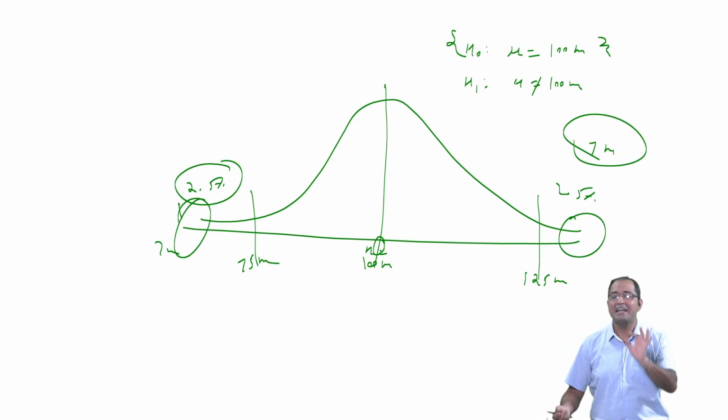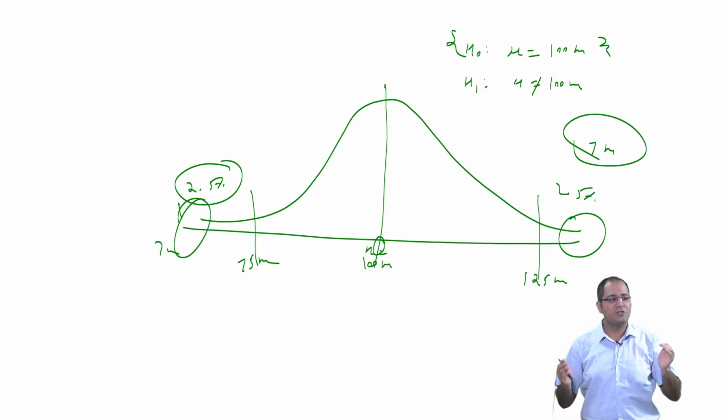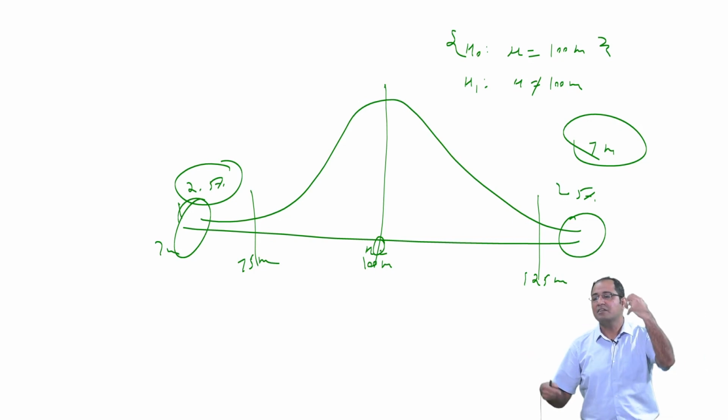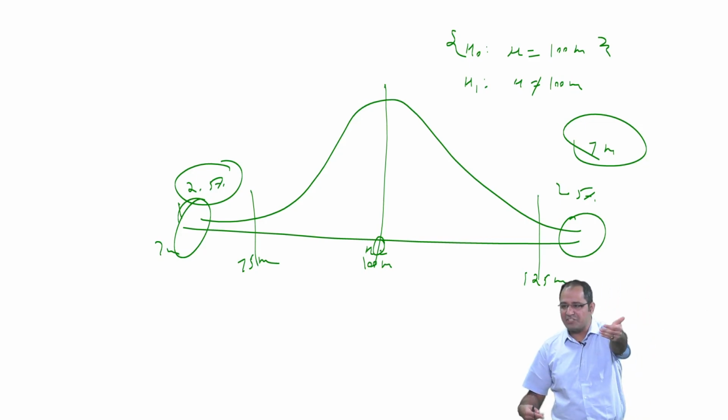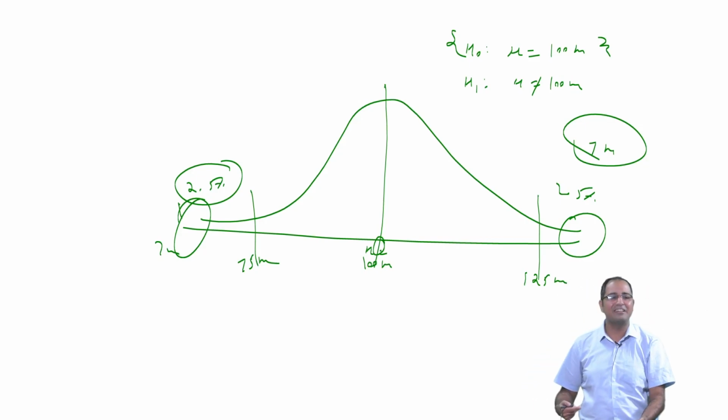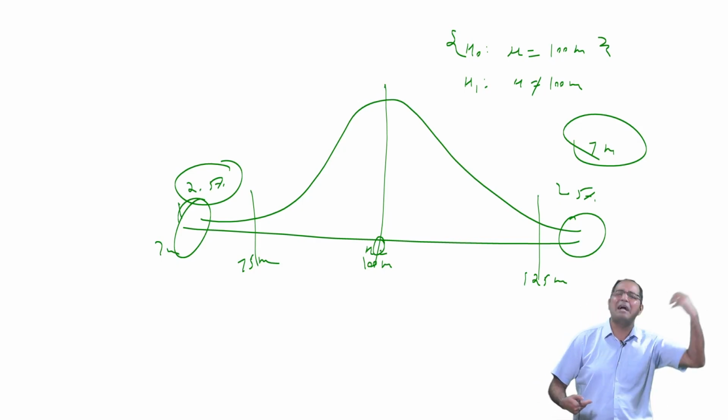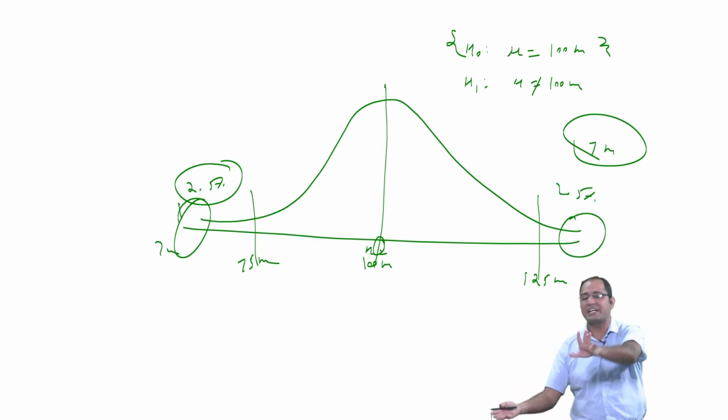To simplify, if you obtain a sample which is towards the tails and your assumption is that the null hypothesis is true, as in this case the null hypothesis is that the population mean is 100 meters, and you get a sample which is very unlikely, then you reject the null hypothesis itself.